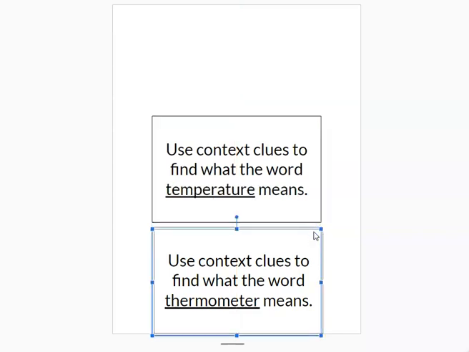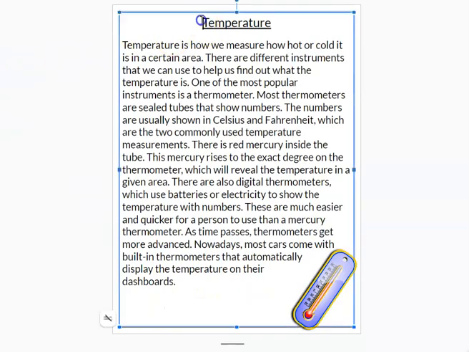Use context clues to find what the word temperature means. Temperature is the title of our passage, and it also starts the first sentence. Temperature is how we measure how hot or cold it is in a certain area. Pause the video. What does temperature mean?